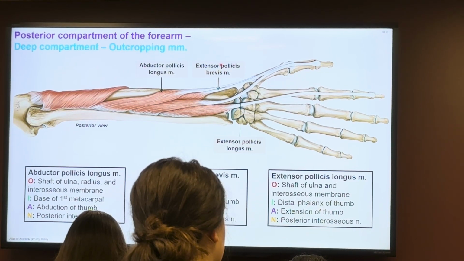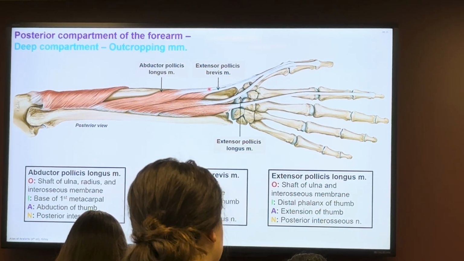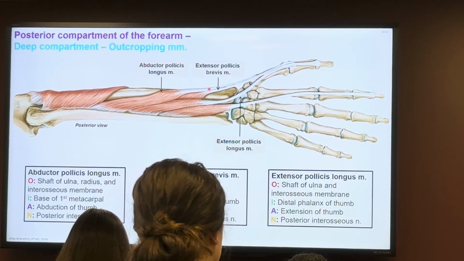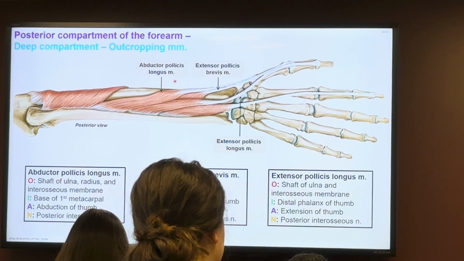So they call these the outcropping muscles because they sort of stick away from your forearm going towards your thumb, because your thumb kind of sticks out. So these outcropping muscles activate your thumb. So abductor pollicis longus, extensor pollicis brevis, extensor pollicis longus.